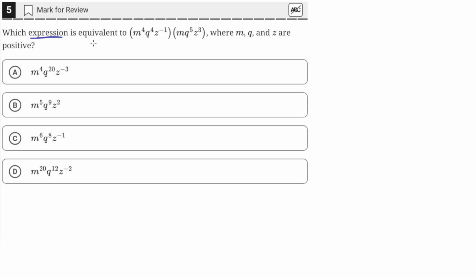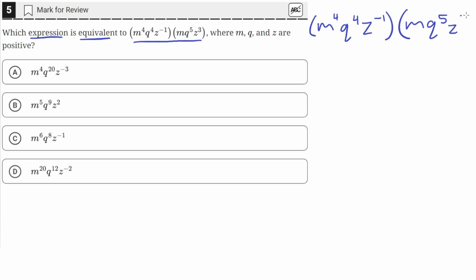Which expression is equivalent to this expression here, where m, q, and z are positive? So we have this giant expression, m to the fourth, q to the fourth, z to the negative 1, times m times q to the fifth, times z to the third. Okay, so this is just a rules of exponents problem.